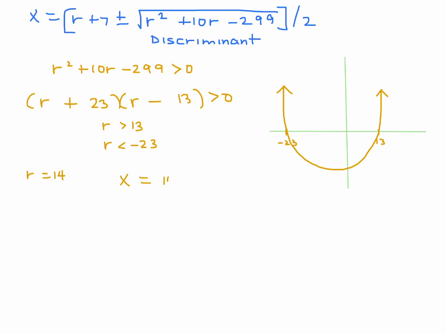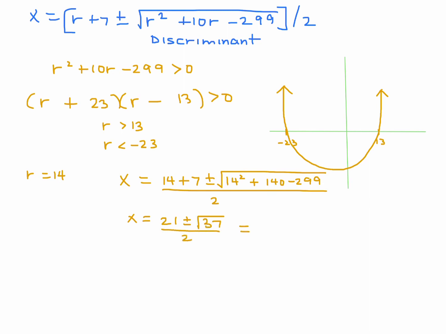So x would therefore be 14 plus 7 plus or minus the square root of 14 squared plus 10 times 14, 140, minus 299, all over 2. So that's going to give me 21 plus or minus, what is this? When you do the math, I think it becomes 37 over 2. And this gives me both of these are going to be positive. One's 13.5 approximately, the other one's like 7.5 approximately. Okay, well, that didn't work. So it must mean that r is less than minus 23. But just to be sure, let's see.